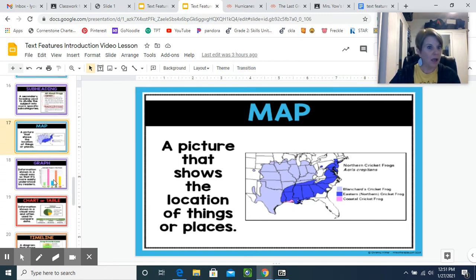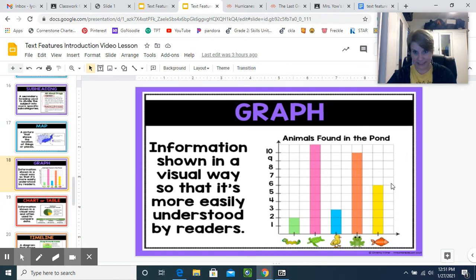Okay? A graph, you guys have probably seen a graph before, and they're not just for math, because I know a lot of you are thinking, wait a minute, that's math. Well, sometimes you'll see a graph in a nonfiction text that you're reading. A graph is going to show you information in a visual way so that it's more easily able to be understood by readers. So, for example, if we were talking about the animals in a pond, I would know by looking at this graph that in that pond they found 2 snakes.